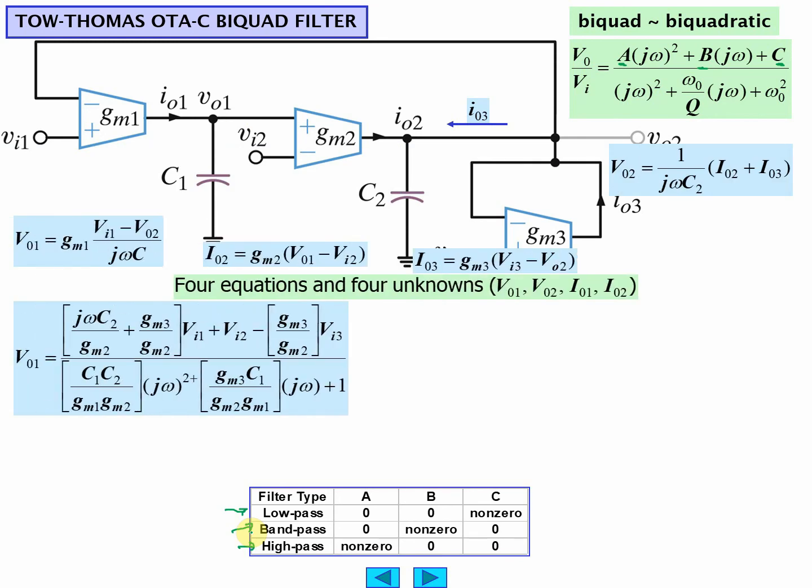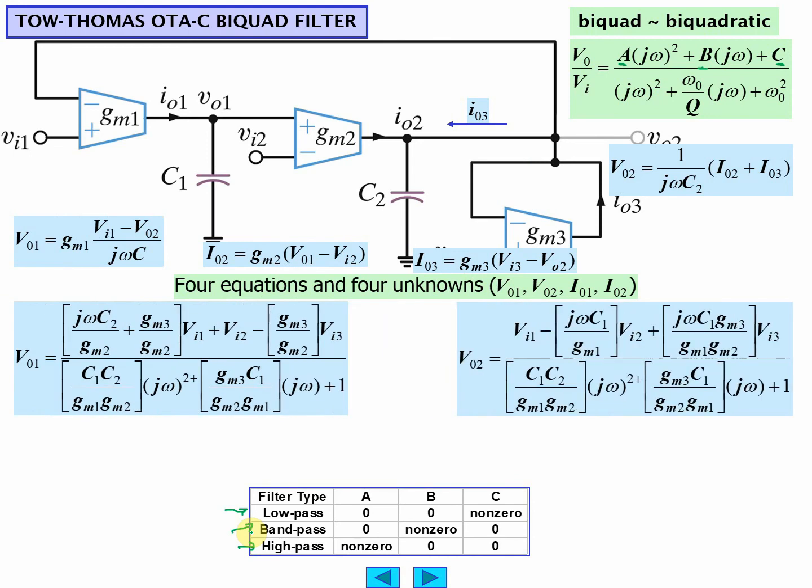I'm not going to go through the math, which is hairy, as you can tell. We don't have an omega squared term on the top. We have the constant term C and a constant term B here. But we don't have an A. So A is always going to be 0.